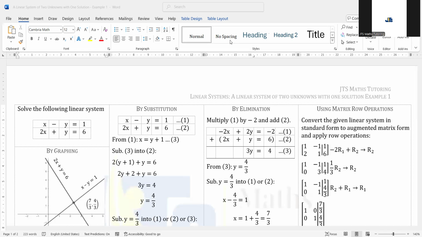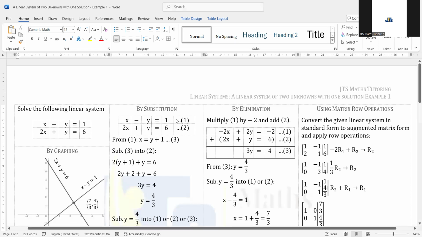But let's get started. By substitution, you can see that from your equation 1 here, you can either have x is equal to y plus 1, or you can have y is equal to x minus 1. I decided to make x the subject of the formula, thereby having equation 3, x is equal to y plus 1. Sub in that x is equal to y plus 1, equation 3, into equation 2. So we are going to replace wherever we see an x here with y plus 1. Distribute the 2 inside, you're going to get 2y plus 2 plus y is equal to 6. So 2y plus y is 3y, and that is going to be 4.